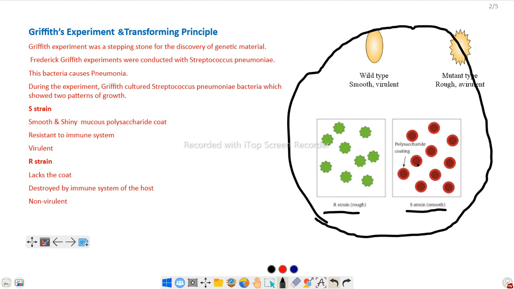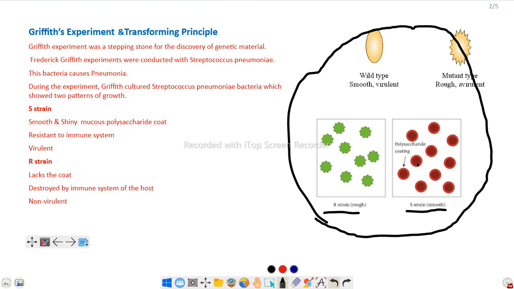It is resistant to the immune system and virulent, meaning a poisonous strain. Next is the R strain. It doesn't have any polysaccharide coating. It lacks its coat, is destroyed by the immune system of the host, and is non-virulent. The immunity of the host body can destroy these R strain bacteria, so it is non-virulent or non-poisonous. The S strain or smooth strain is resistant to the immune system. It can beat the immunity of the host body.